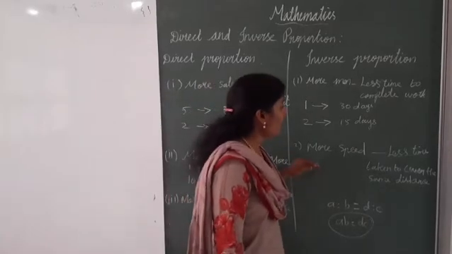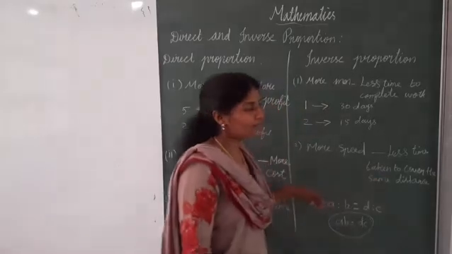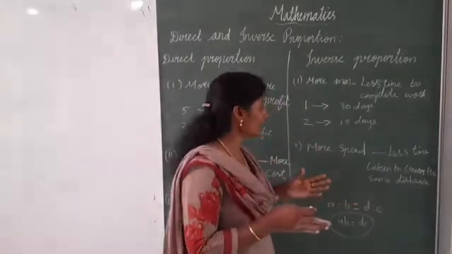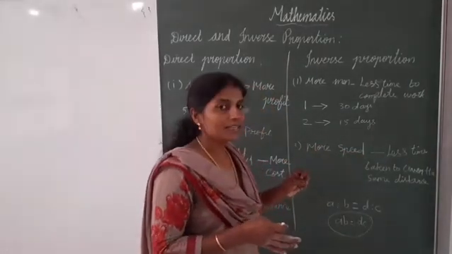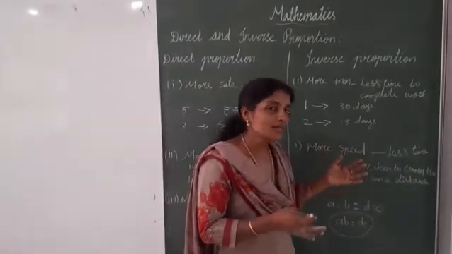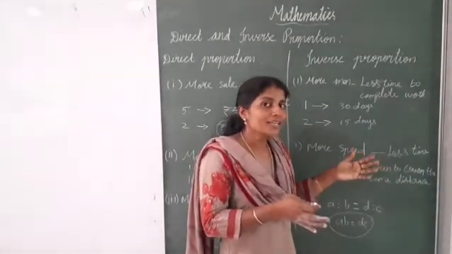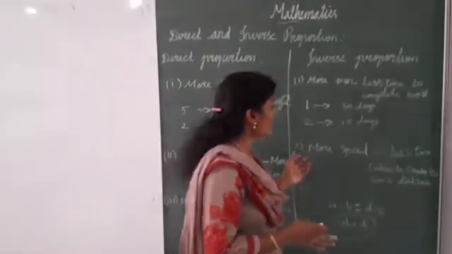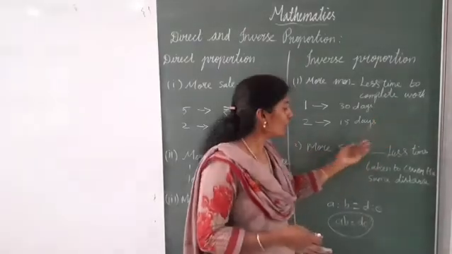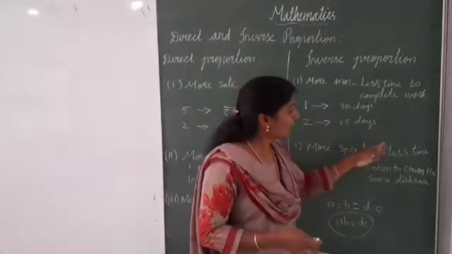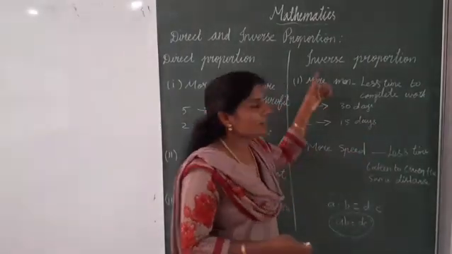Next, one more example. More speed, less time taken to cover the same distance. We want to reach a distance of 1 kilometer. More speed means we can reach in 15 minutes, isn't it? Suppose with less speed, we can cover that same distance within 30 minutes, isn't it? So more speed, less time. Less speed, more time. One is less, one is more. One decreases, one increases. Opposite direction. So we can say this is inverse proportion.